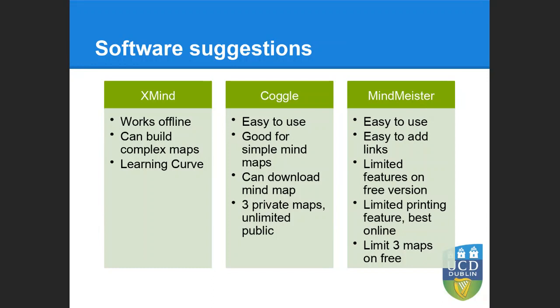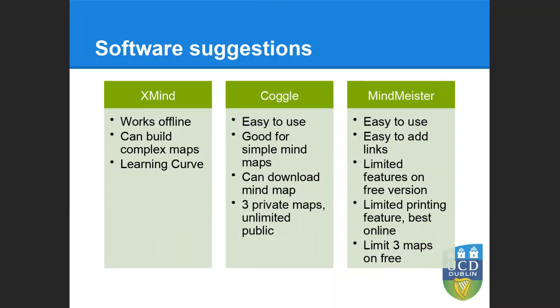You can download your mind map as well, but you only get 3 private maps, and then you can make as many as you want, but they are visible to the public on Google. But unless you're doing something quite private, that might suit you absolutely down to the ground.